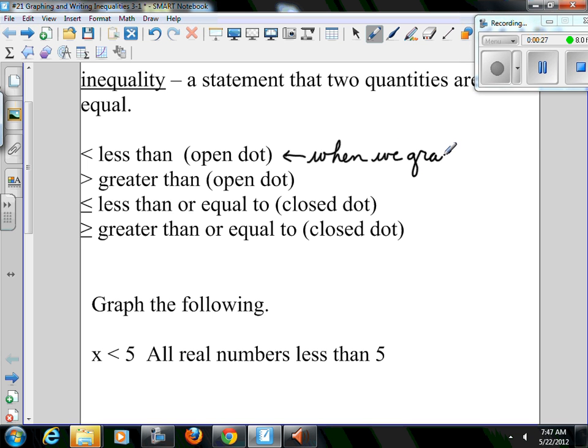So anything that's got a less than symbol when we graph, we use an open dot. You'll see what we mean. A greater than symbol points to the right. We also use an open dot there. Less than or equal to is an arrow pointing to the left with a line underneath it. It's a closed dot when we graph. And a greater than or equal to is an arrow pointing to the right with a line underneath it, and it also has a closed dot.